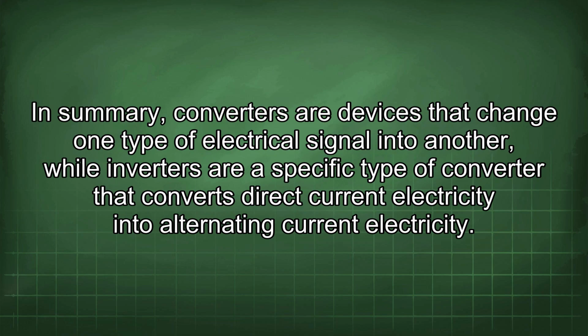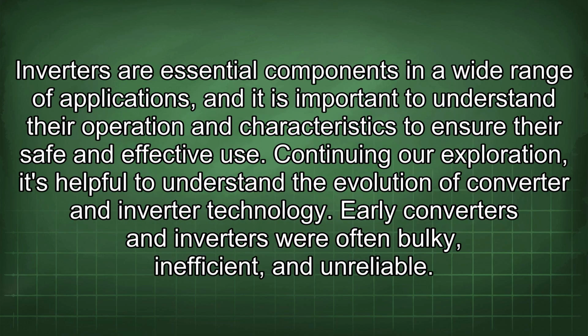In summary, converters are devices that change one type of electrical signal into another, while inverters are a specific type of converter that converts direct current electricity into alternating current electricity. Inverters are essential components in a wide range of applications, and it is important to understand their operation and characteristics to ensure their safe and effective use.